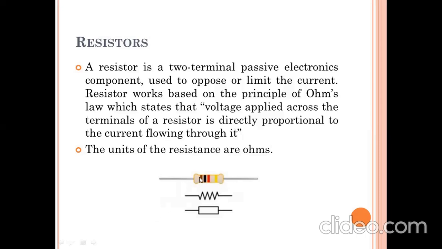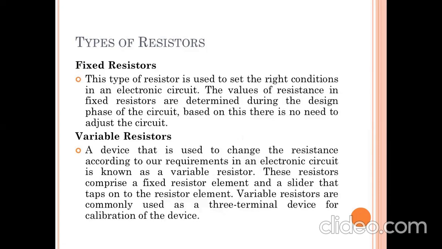As you see in the picture, this is the resistor which is commonly used, and these colors indicate the value of the resistance. In the coming lectures, we'll also see how to calculate the value of the resistance using the color bands. These are the two symbols used in our electronic circuits. When we draw an electronic circuit, we use these symbols to represent a resistor. Resistors are again of two types: fixed resistors and variable resistors.